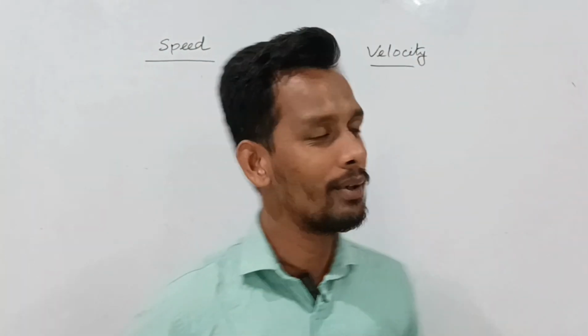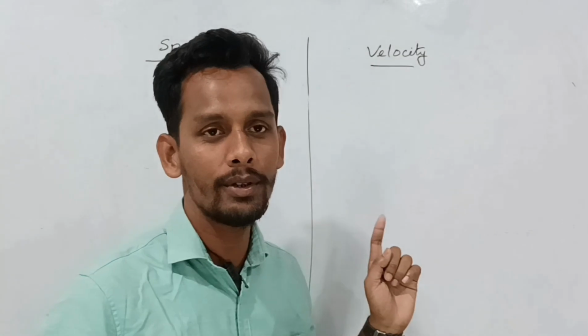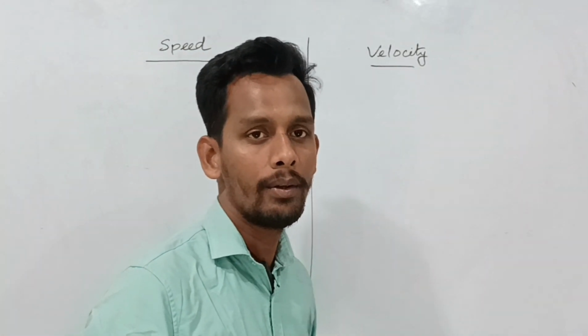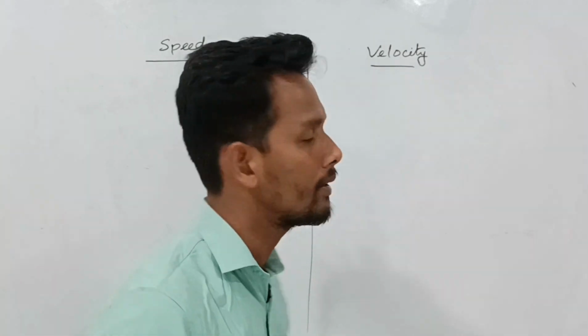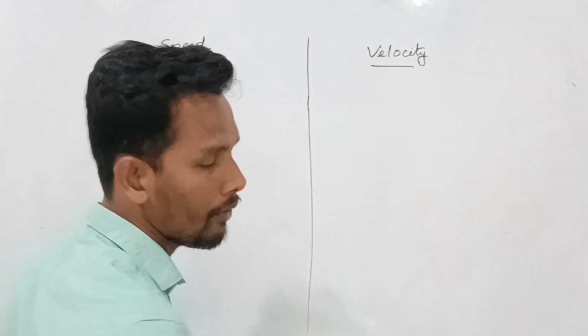Hello students, today we are going to discuss the next topics of the chapter Motion of Class 9, that is speed, velocity, acceleration, and the graphical methods of representation. So first we will see what is speed and what is velocity.